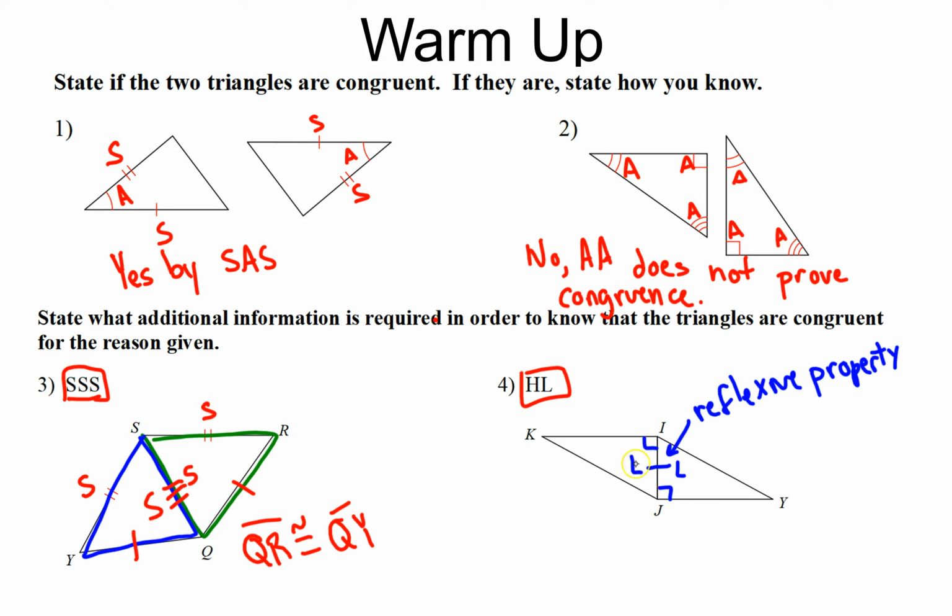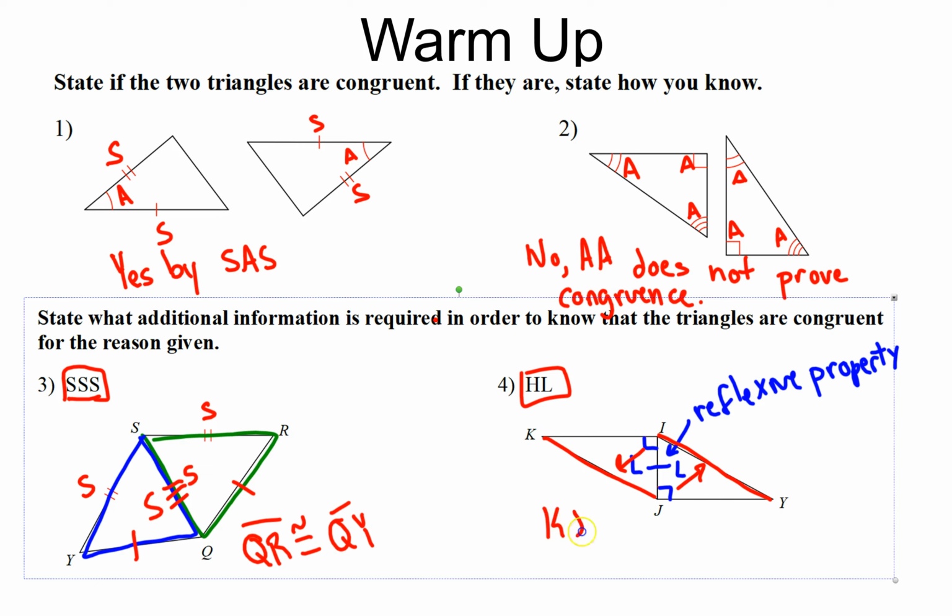If you remember, the hypotenuse is always the side opposite the right angle. So where's the right angle pointing? That means we need this side to be congruent to this side, because those are both our hypotenuse in both triangles. So all we have to say now is that KJ is congruent to YI. Okay, so if those two are congruent, then it would be congruent triangles by hypotenuse-leg. So just a neat way we'll look at triangle congruence.